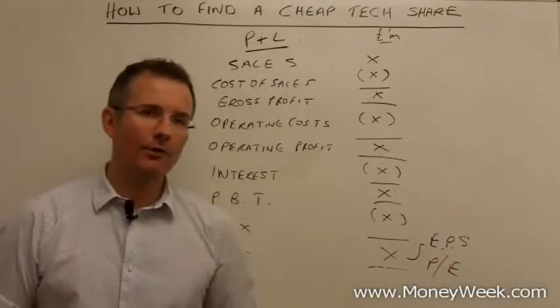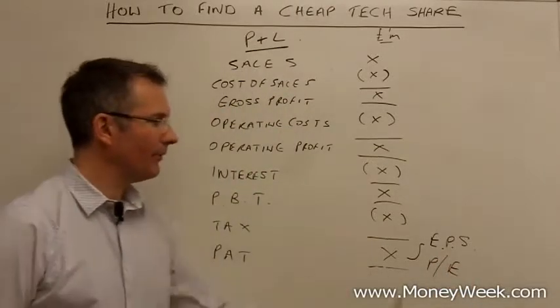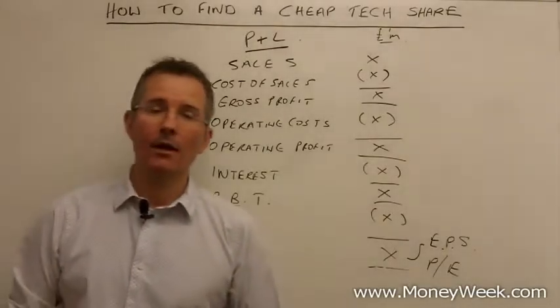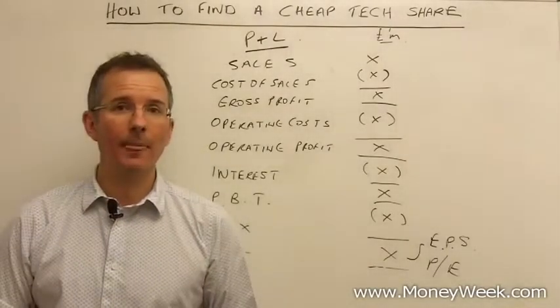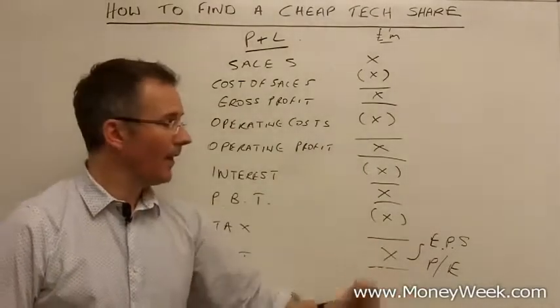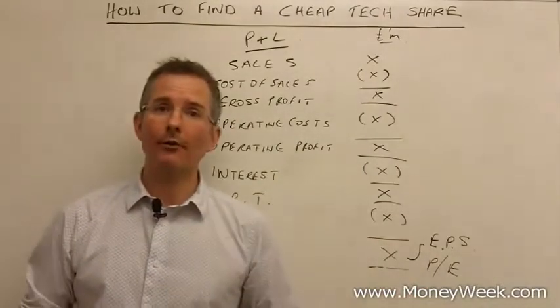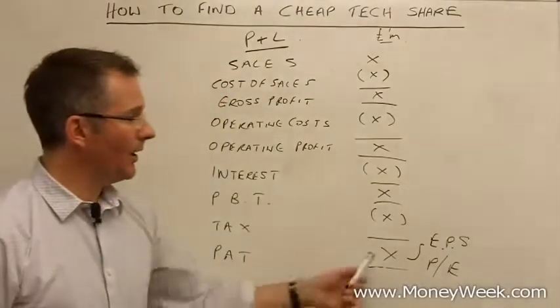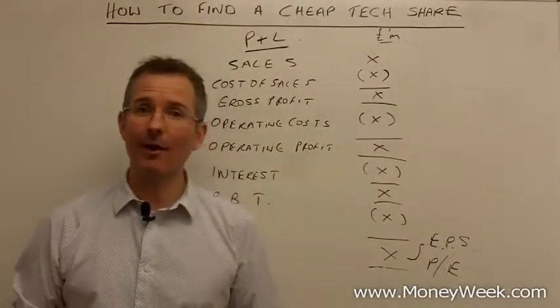With a tech stock, here's your problem. What if the company is not making profits? Answer: the ratio doesn't work. You need an earnings figure to do a PE ratio. And that's the problem you've got at the moment with a lot of tech stocks. There is no earnings figure, so investor, you can't do a PE very easily.